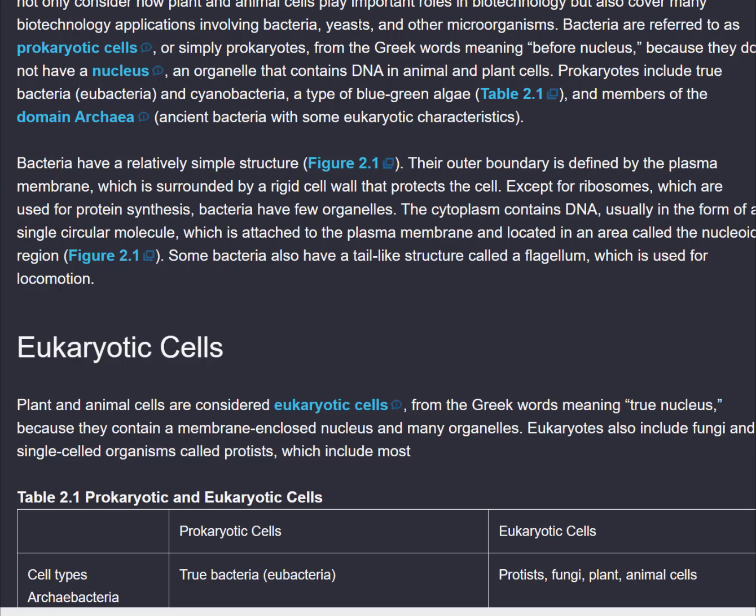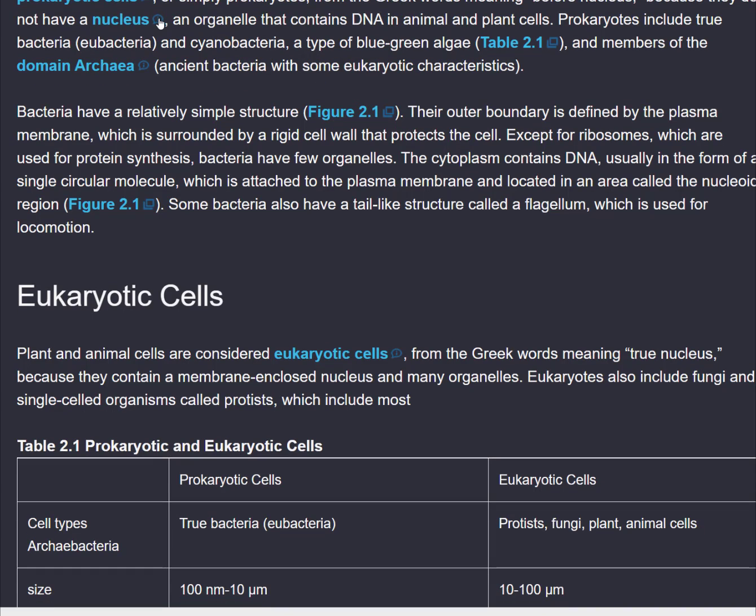And they mean before the nucleus. That's important. Nucleus. Nucleus is a membrane-enclosed organelle that contains the DNA of a eukaryotic cell. Domain archaea. Domain archaea is a classification or domain of prokaryotic cells. A common feature of these microbes is that they live in extreme environments, for example, boiling hot springs.